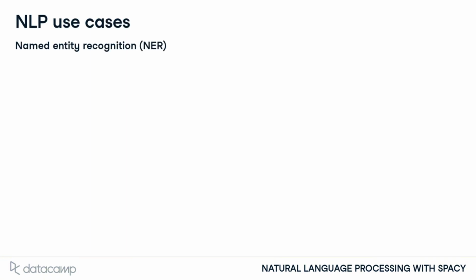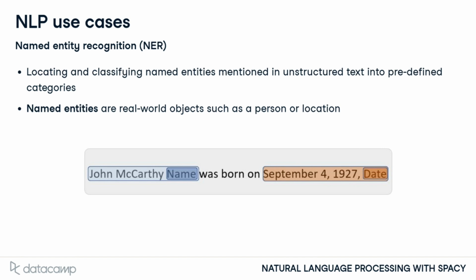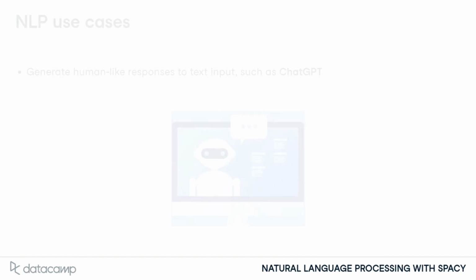The next NLP use case is named entity recognition, or NER. NER is used in information extraction to locate and classify named entities in unstructured text into predefined categories. Entities are objects such as a person or a location. For example, with the phrase John McCarthy was born in September 4, 1927, NER would classify John McCarthy as the name, highlighted in blue here, and September 4, 1927 as the date, highlighted in red.